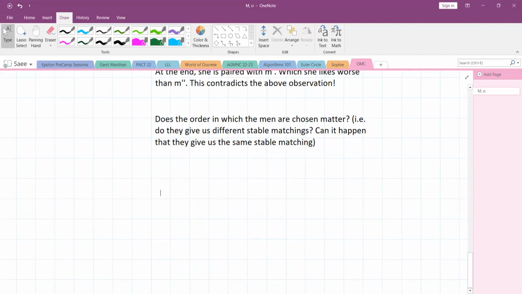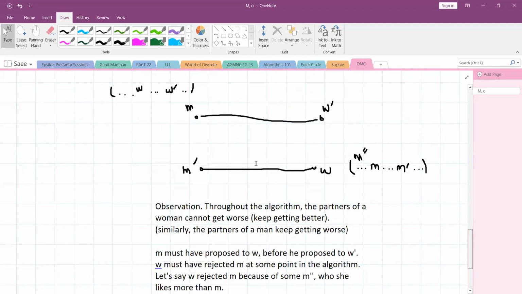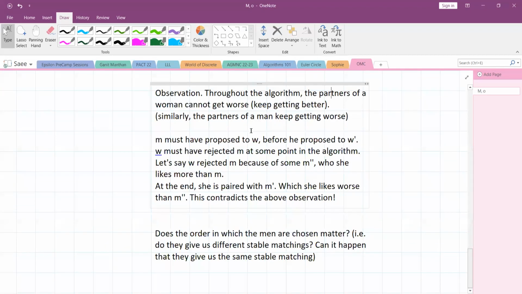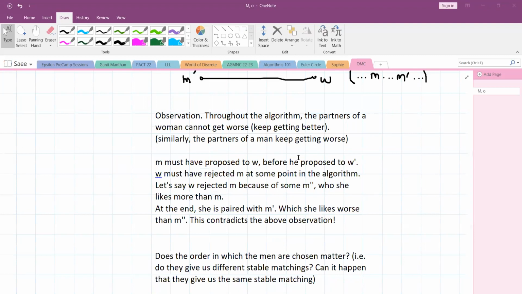How does the ending of the algorithm prove that it ends in a stable match? Okay, so we proved this, right? We assumed for the sake of contradiction that it wasn't. We still had to do some more work where we assumed that it wasn't a stable matching, and then proved the contrary, right?